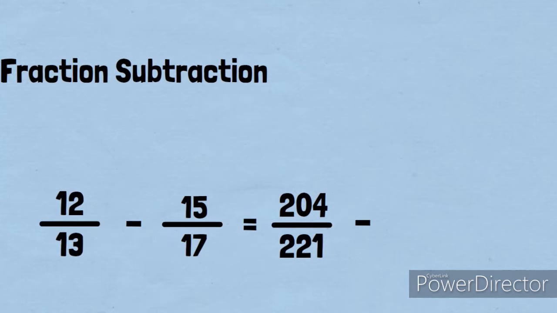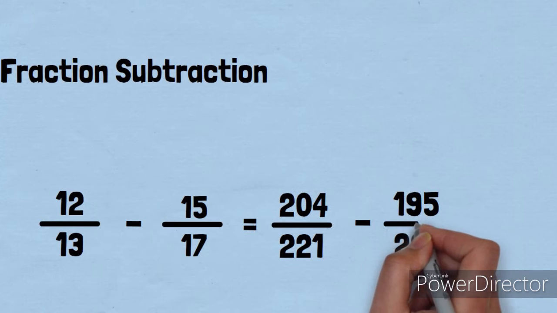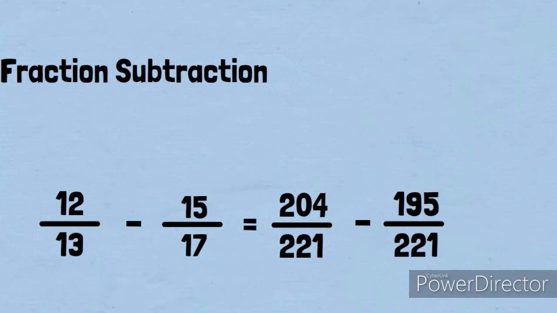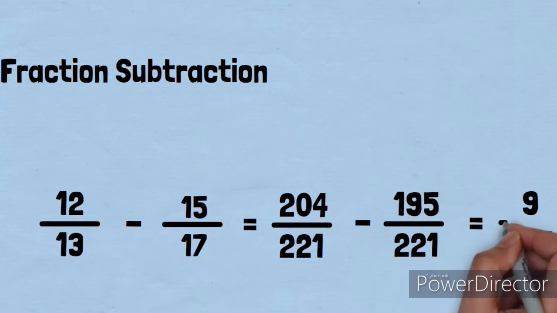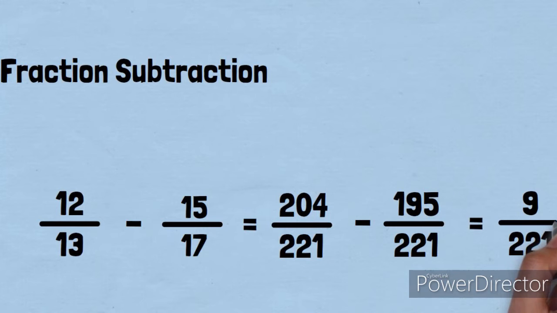So now we have 204/221. 15 times 13 is 195, and 17 times 13 is 221. So now we have 204/221 minus 195/221. This makes it easier. So now we can directly subtract. 204 minus 195 gives us 9. And now we just have to bring over the denominator. Now we have 9/221. We can't divide this or simplify it, so we leave it as it is.